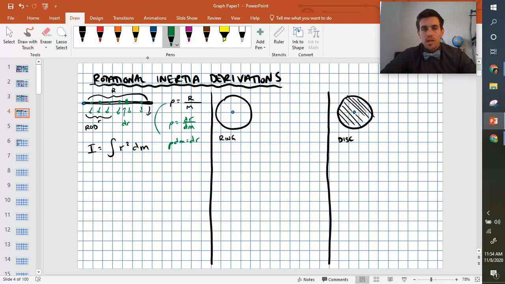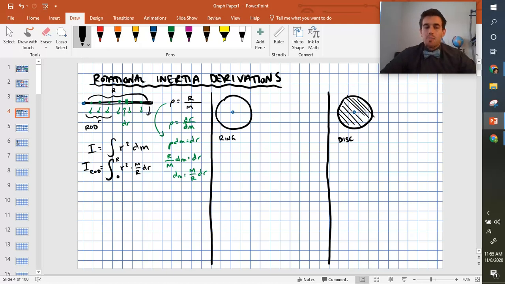Then I can pull this rho in and plug it in. So I can say capital M over capital R equals dm over dr. And then my last step, because I want to get dm by itself, is I can say dm is equal to M over R times dr. I just multiply both sides by the reciprocal. Now I can plug that into my rotational inertia formula. And if I'm doing it for the rod, I'm going to integrate with respect to the total length of the rod. So I'm going to go from 0 to R of r squared times M over capital R dr.